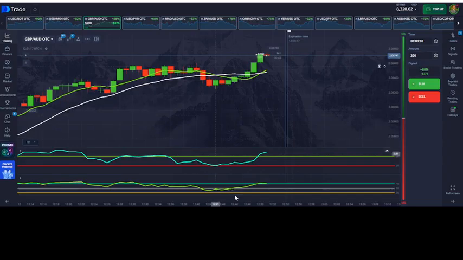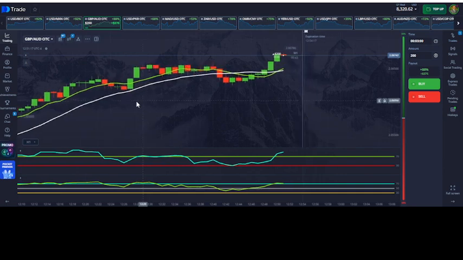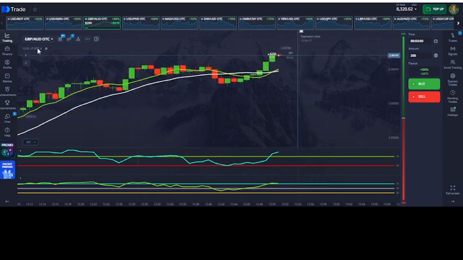So all three of these confluences suggest a continued bullish trend. So that's why I took the buy trade here, the call trade, and we're also seeing bullish price action currently in the price of the Great British Pound Aussie Dollar OTC. So let's monitor this trade and wait for the expiration at the end of the 3 minutes.